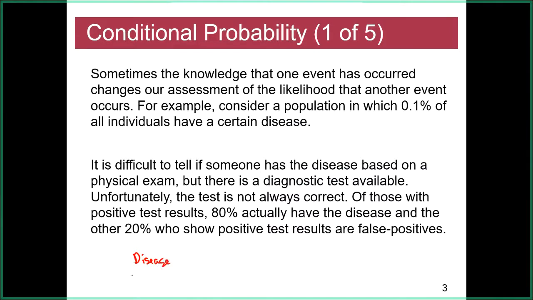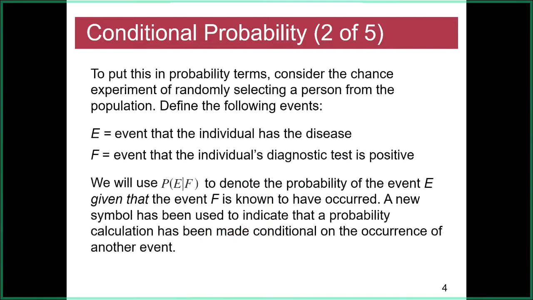Those that have the disease, those that do not have the disease, and let's say they test positive or negative. Well, for those that test positive, 0.8 have the disease and 0.2 do not. So that's what this is saying. Now, we don't have the breakdown of negative test results at this time.